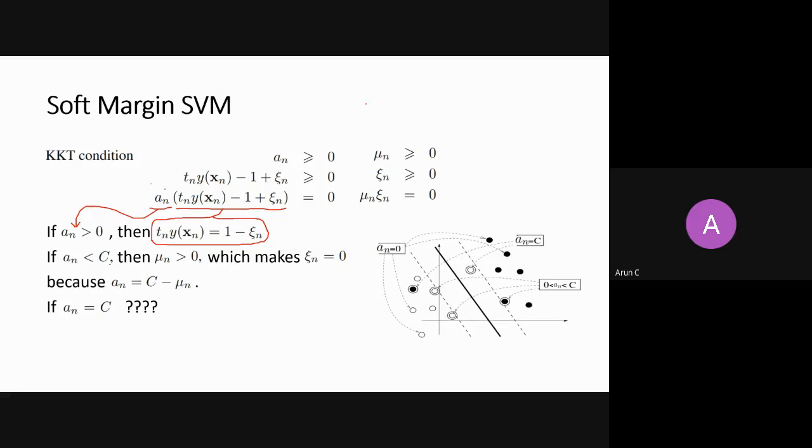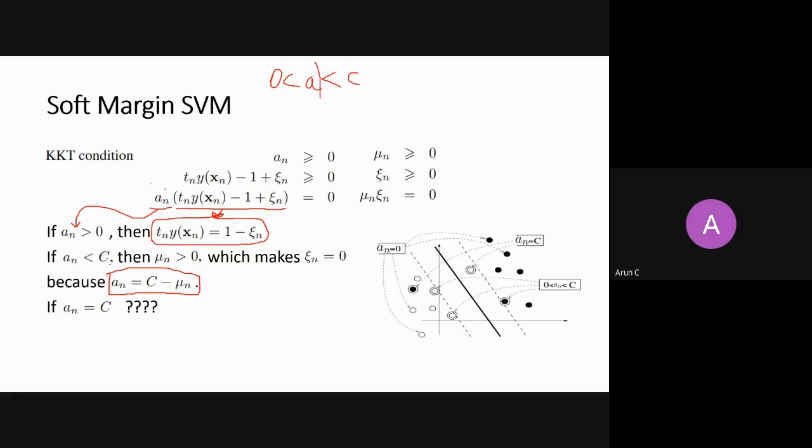Because a has a double constraint, a was like this: a equals C minus mu_n, or in other words, a should be greater than or equal to 0 and less than C. If I say a is greater than 0, definitely g(x) is going to be equal to 0, and hence t_n y_n equals 1 minus psi.